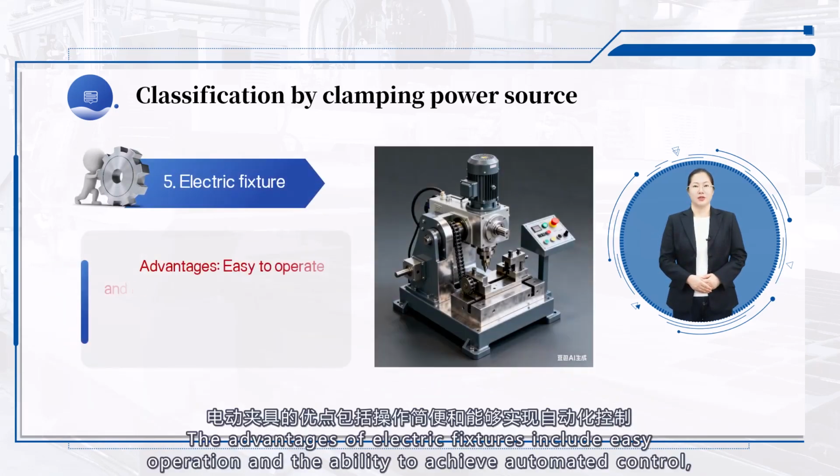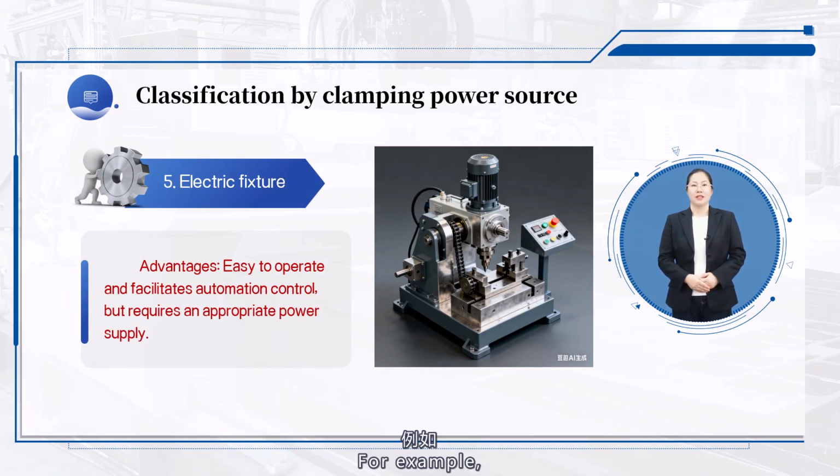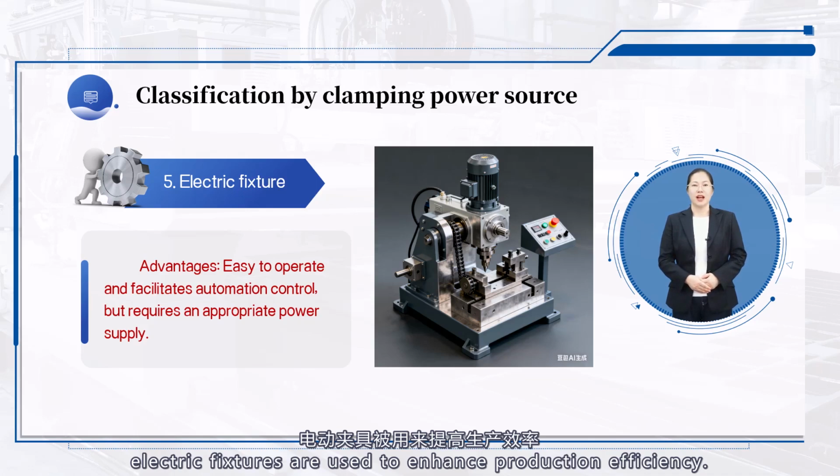The advantages of electric fixtures include easy operation and the ability to achieve automated control, though they require an appropriate power supply. For example, in some automated processing equipment, electric fixtures are used to enhance production efficiency.